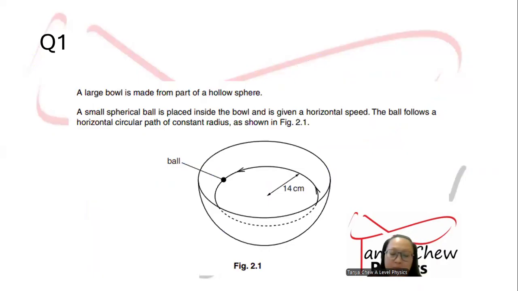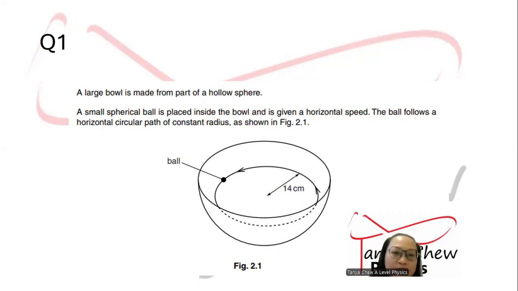Now let us apply the concept of uniform circular motion in some of the past year questions. I have two questions altogether, but if you need more worksheets, more questions, you could also comment below. Now let me read the question first.